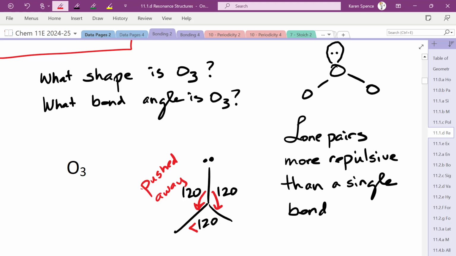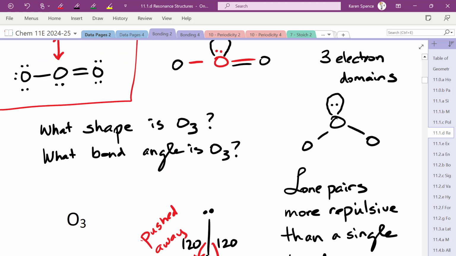So what shape is it? It is bent. And what is the bond angle? Less than 120 degrees. Is this a polar molecule or a non-polar molecule?